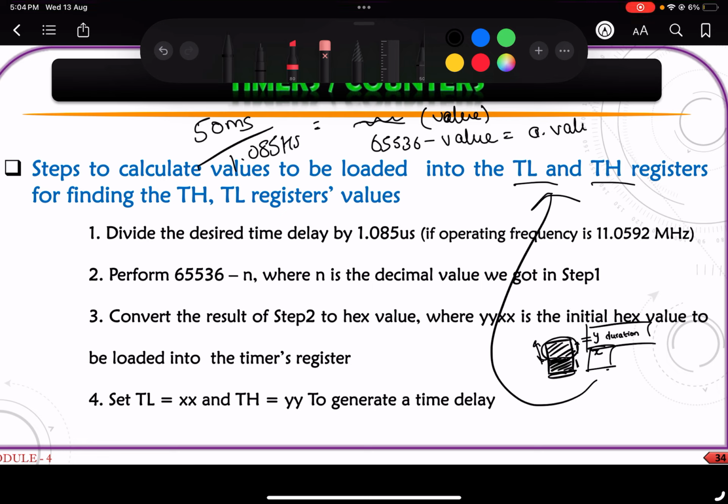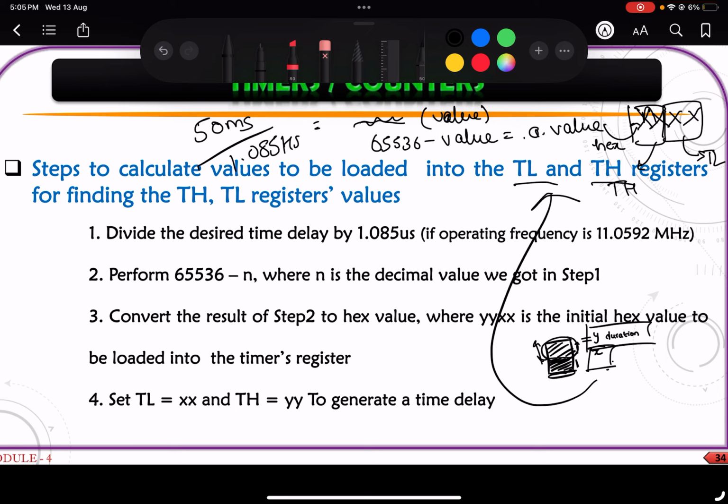Now this value, you will be converting using your calculator into hex to get some other value, which is going to be about 4 alphabets. Then you split this into 2 bits. This is going to be loaded into your TH, and this will be loaded into your TL. That's how you find the value of x. Now, why does 1.085 come?